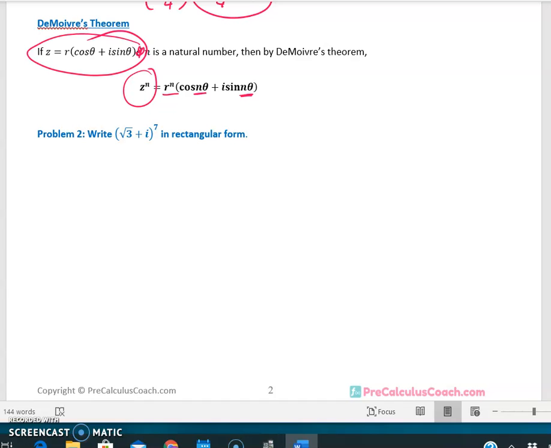And you'll see how this works to help us in a quick way take a complex number, for instance, square root of 3 plus i to the 7th power, without having to expand it and take square root of 3 plus i times square root of 3 plus i times square root of 3 plus i, and you get the idea. So we're going to make this a little quicker.